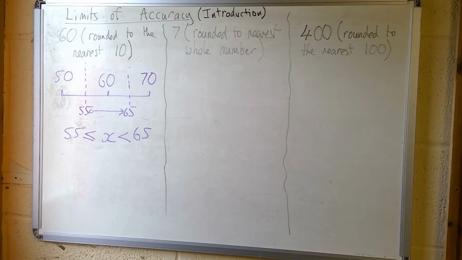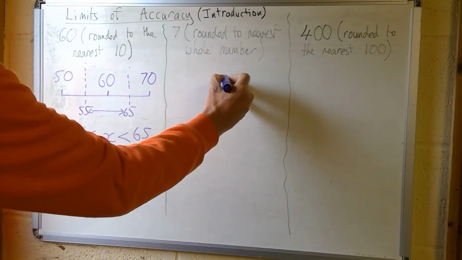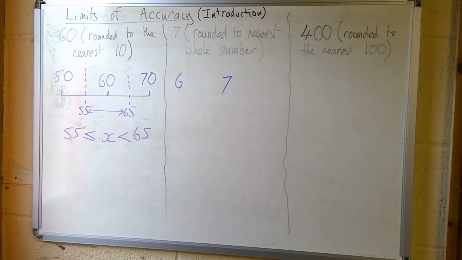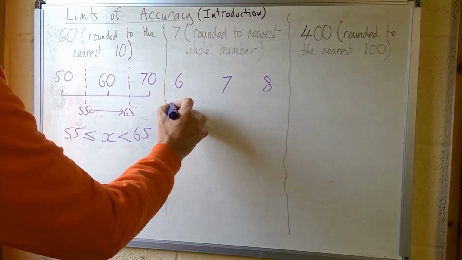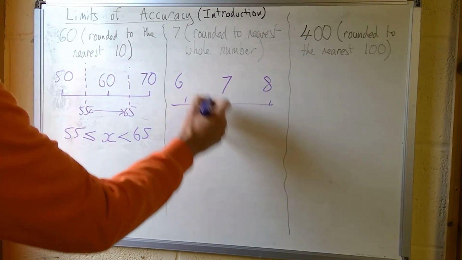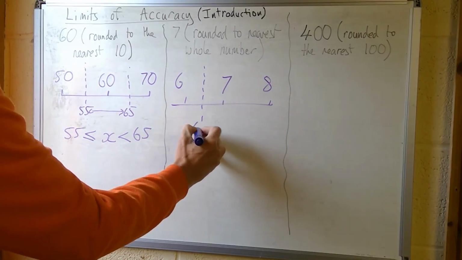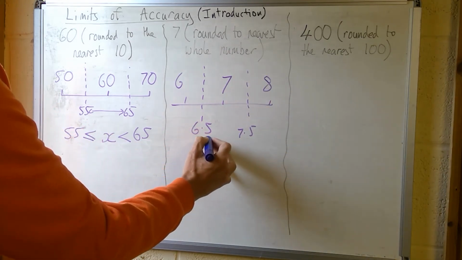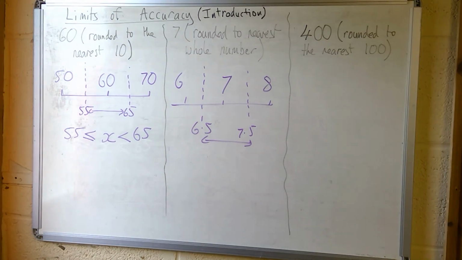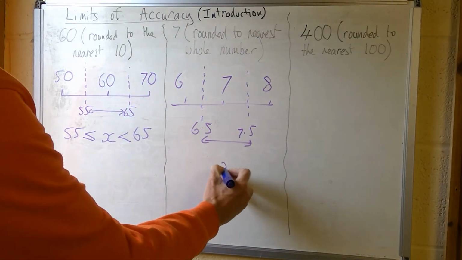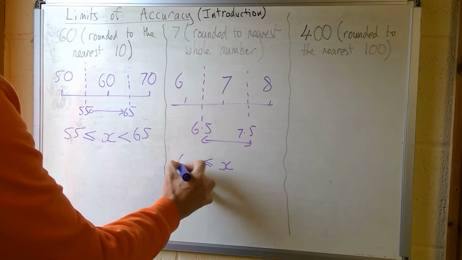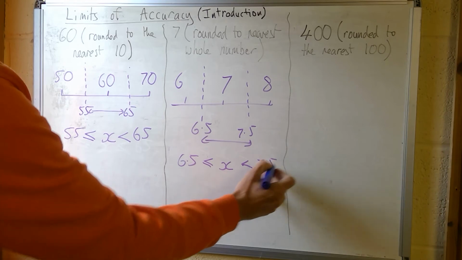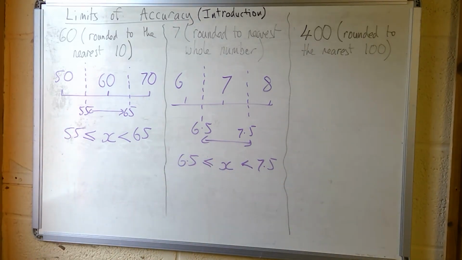With the second example, the number is rounded to 7 to the nearest whole number. So the next whole number down is 6, the next whole number up is 8. Once again, if I think of this idea as the scale, the halfway points will be 6.5 and 7.5. So my number must have been somewhere in this range here. So if I call my number x, it must have been greater than or equal to 6.5 and less than 7.5, but not equal to.